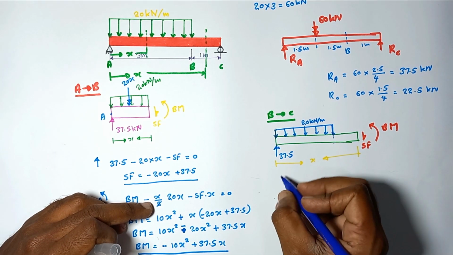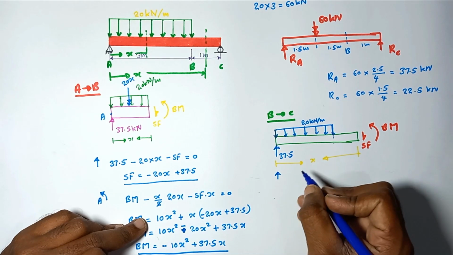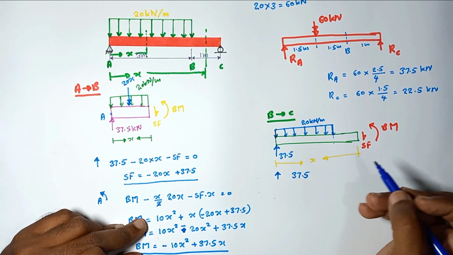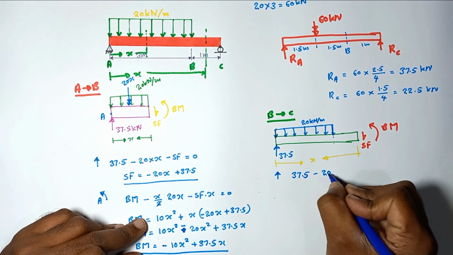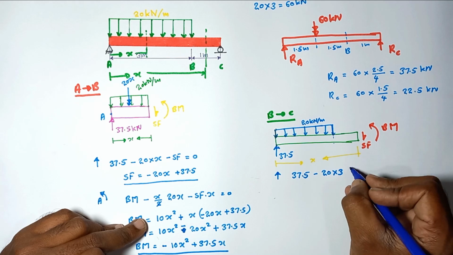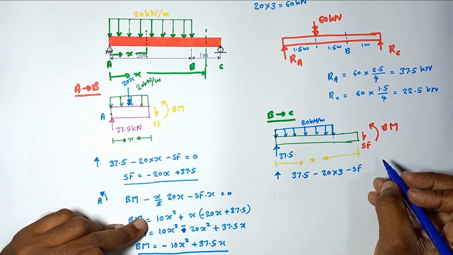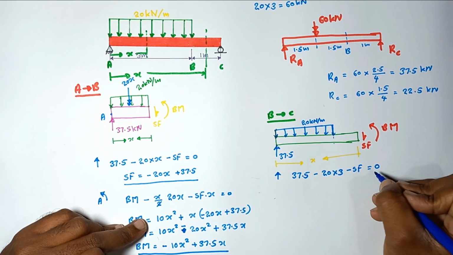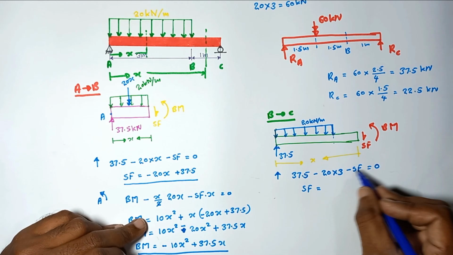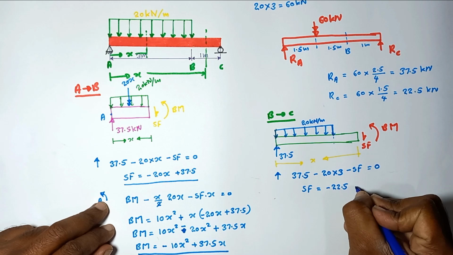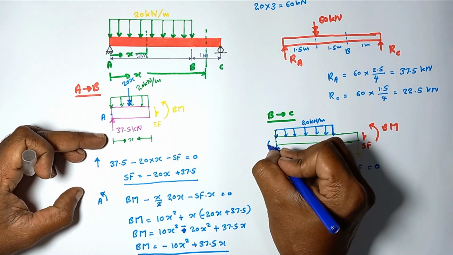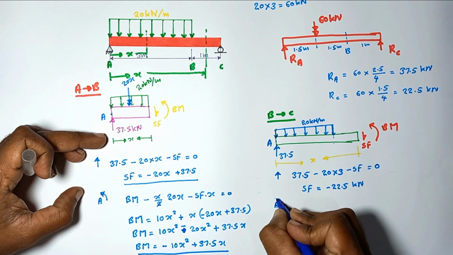Let's take the vertical force balance. 37.5 kilonewton is acting in the upward direction, minus 20 into 3 kilonewton is acting in the downward direction, and the shear force is acting downward, is equal to 0. Then directly we can obtain the equation of the shear force, that is equal to minus 22.5 kilonewton.